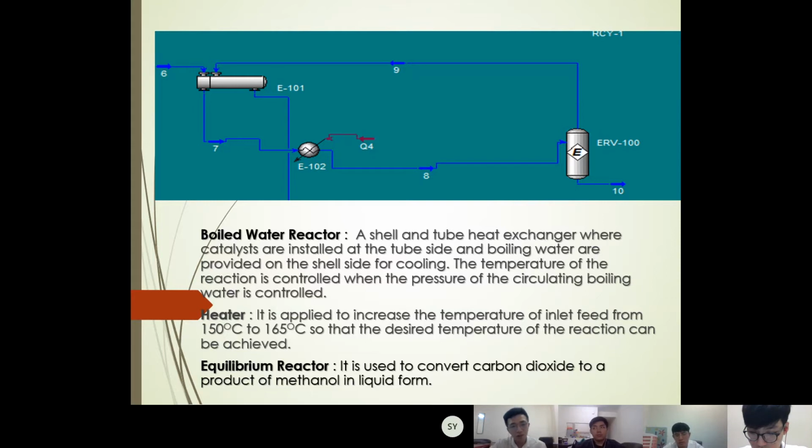After passing through the boiled water reactor, it will pass through the heater. This heater is used to increase the temperature of the inlet feed from 150 degrees to 165 degrees so that the desired temperature of the reaction can be achieved. After the heater, it will reach the equilibrium reactor. This equilibrium reactor is used to convert carbon dioxide to methanol as liquid product, and it also helps to maximize methanol production.